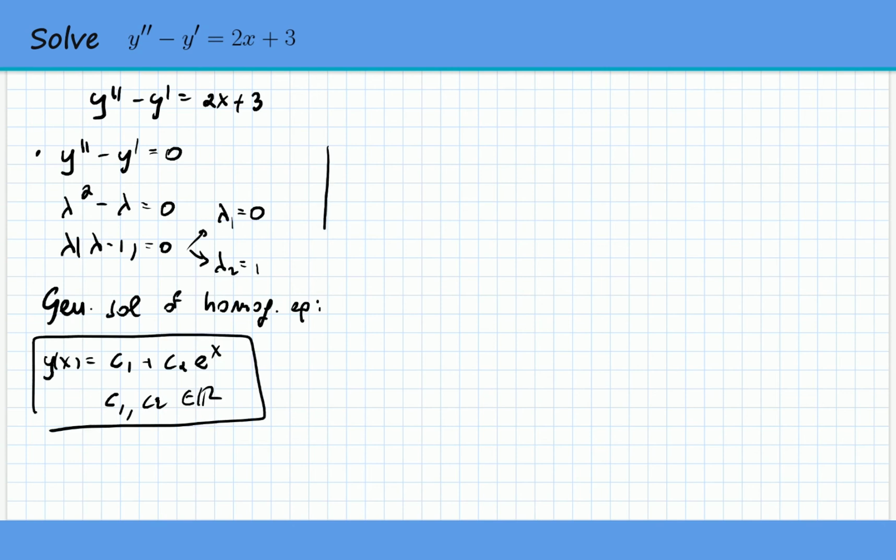Now, we have to find a particular solution of the non-homogeneous equation. According to what we studied, since the right-hand side is a polynomial of degree 1, then I should look for a particular solution in the form of a complete polynomial of degree 1, which has the form ax plus b.